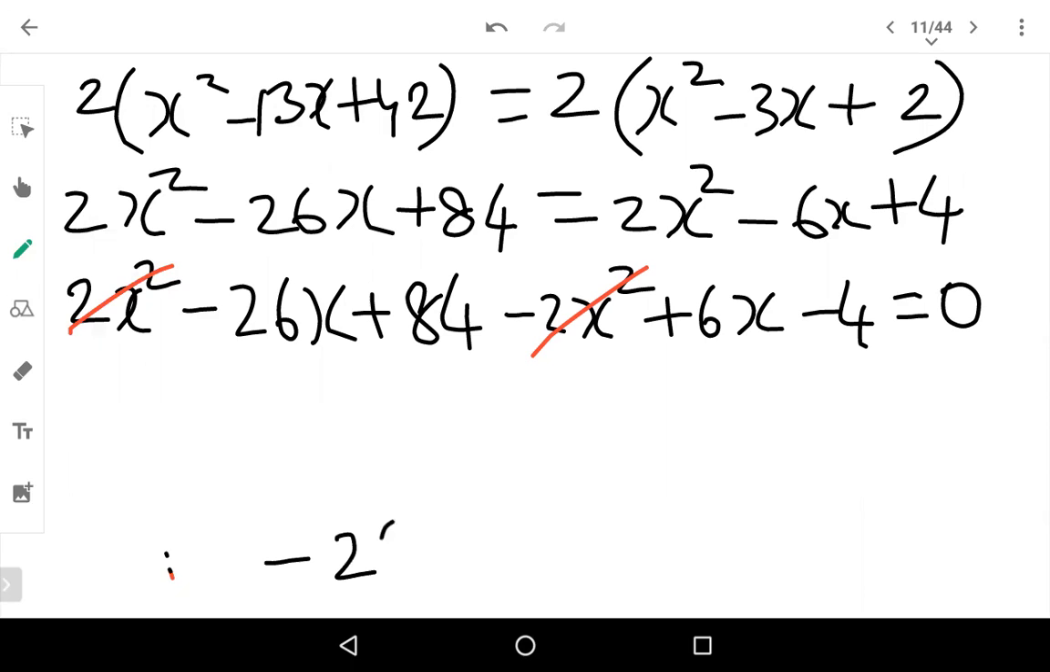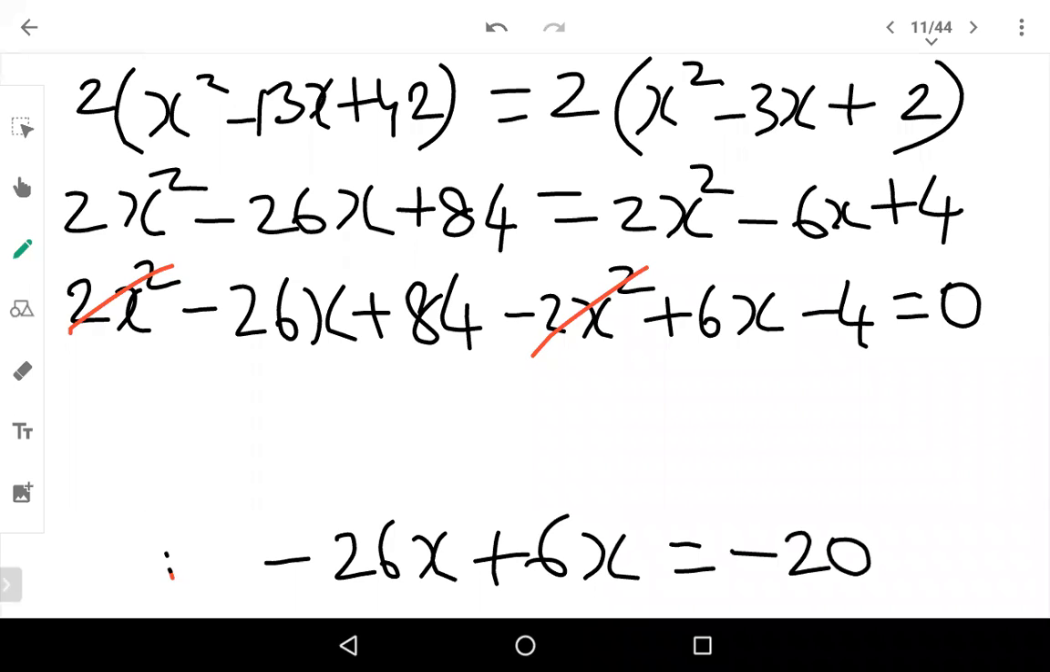Fine. So in simplification, what is left out? Minus 26x plus 6x. How much do you get? Minus 26 and plus 6, can it be minus 20x? Okay. So I will get minus 20x, and then next we have plus 84 minus 4. So I will get plus 80. So plus 80 is equal to 0.